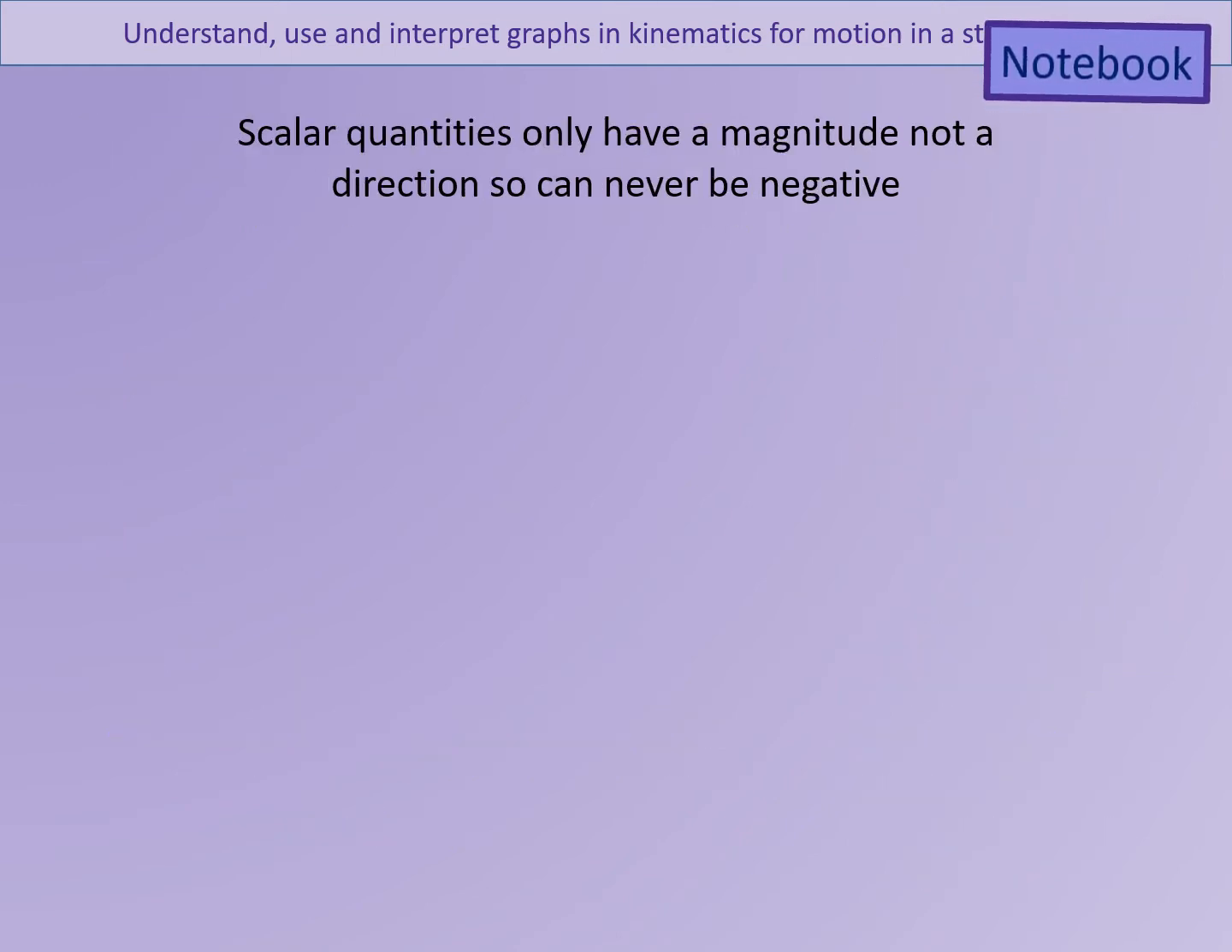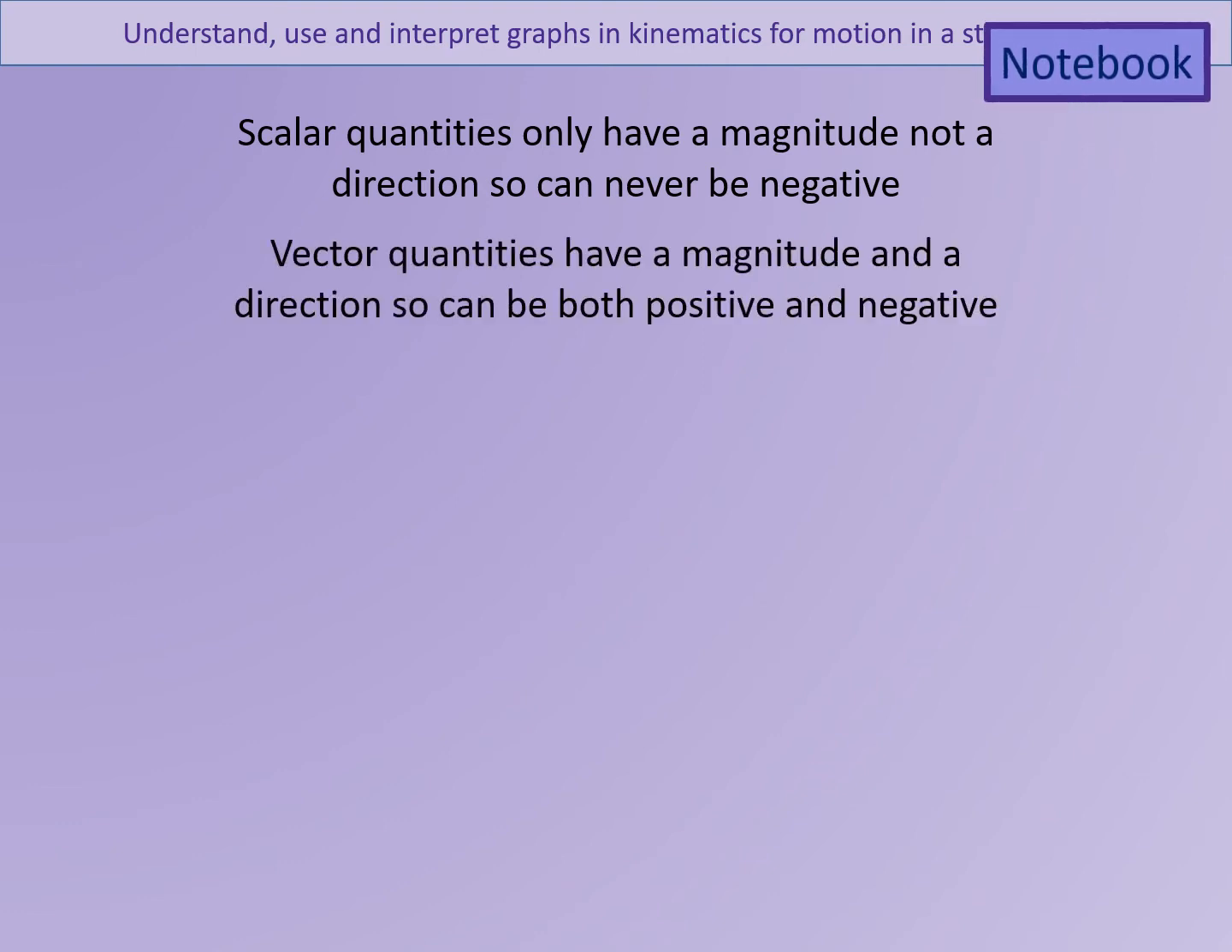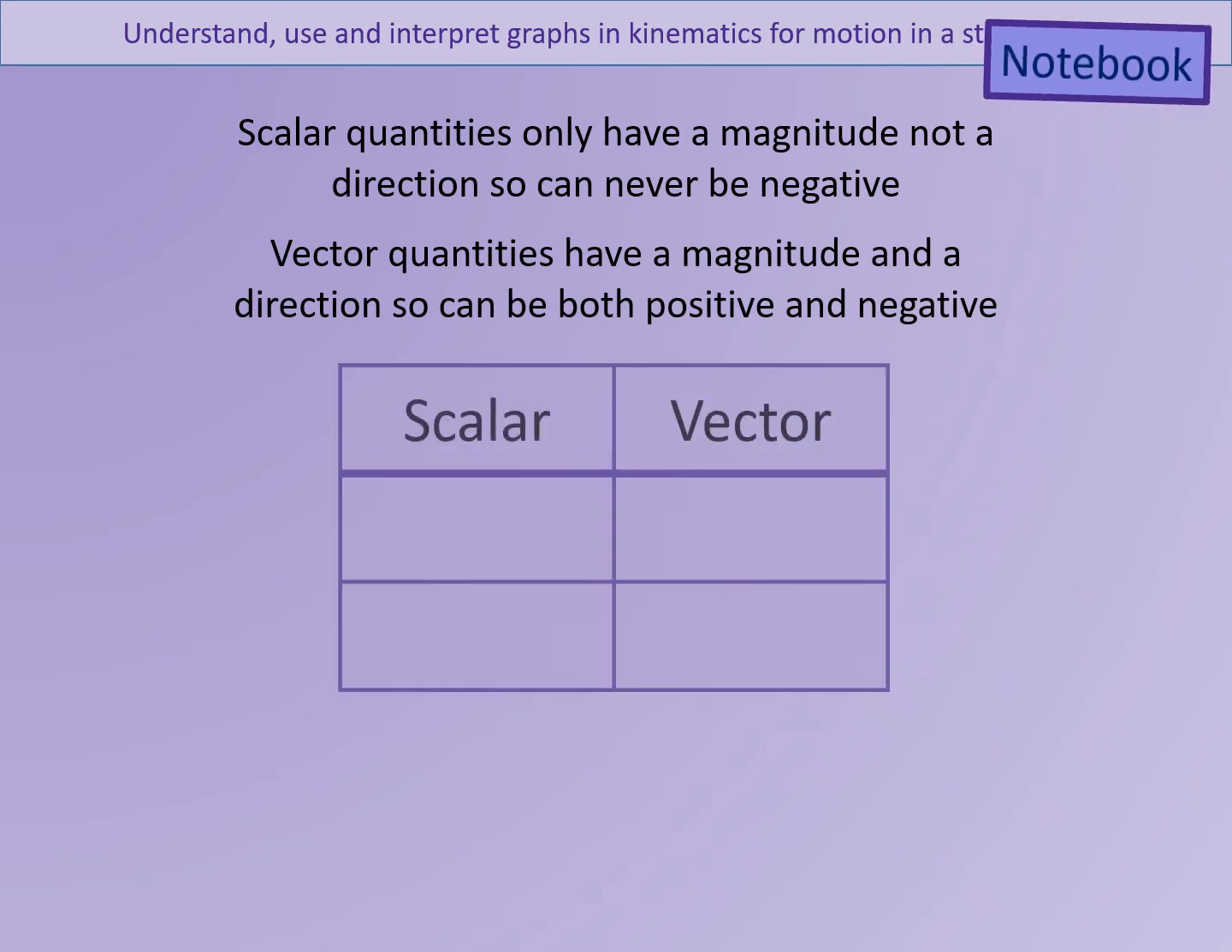Scalar quantities only have a magnitude, not a direction. This means that a scalar quantity will always be a positive number. Vector quantities give us a magnitude, so a size, and a direction. This means that vector quantities can be positive or negative.